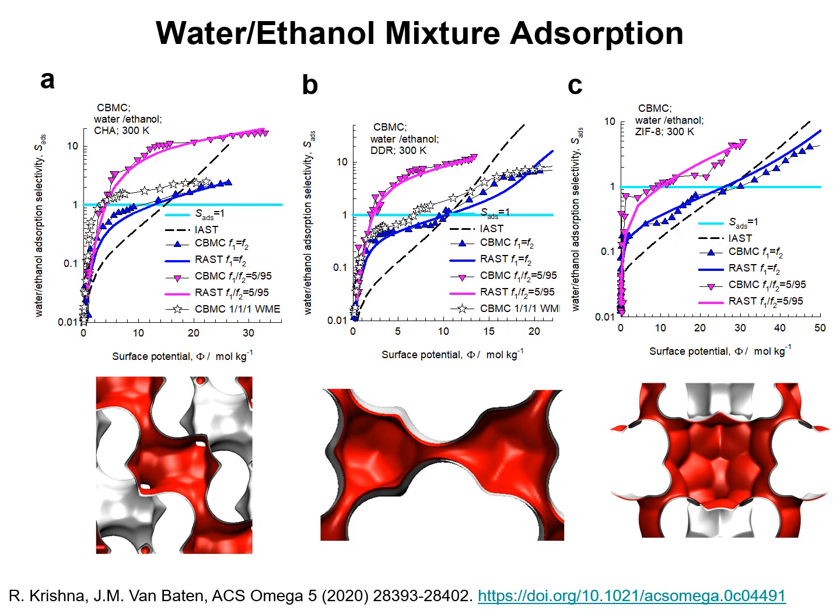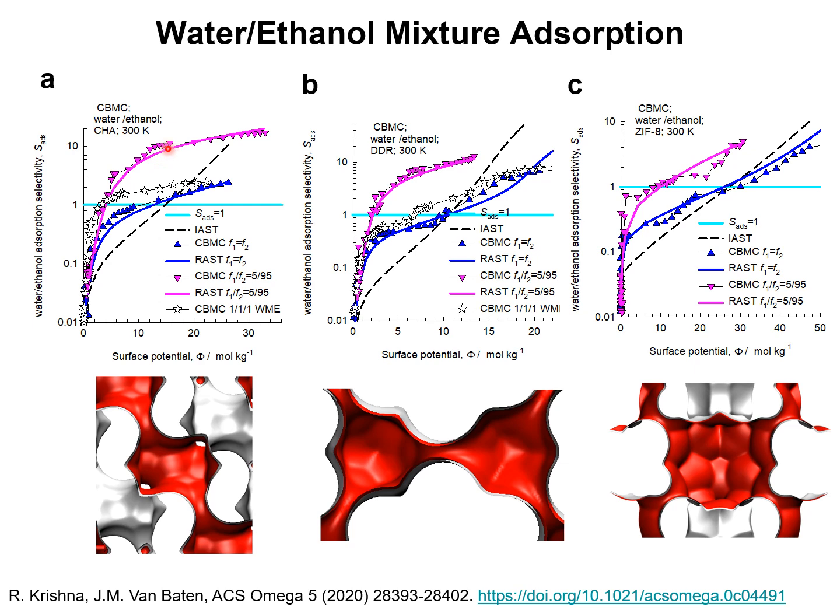The unique dependence of the adsorption selectivity on the surface potential, as witnessed in the foregoing slide, does not hold for mixtures that are subject to molecular clustering due to hydrogen bonding effects. This is the case for water ethanol mixture adsorption in different microporous materials. I show examples of mixture adsorption in chabazite, in DDR, and in ZIF8.